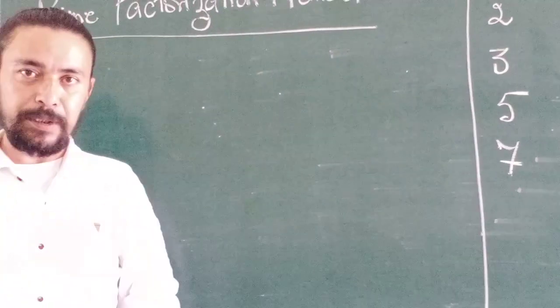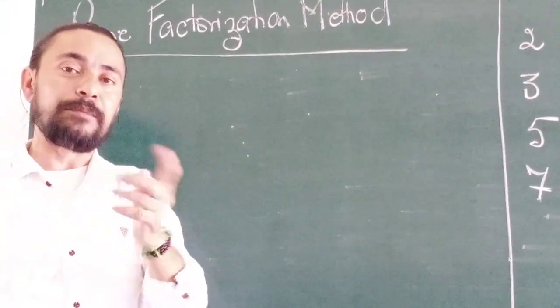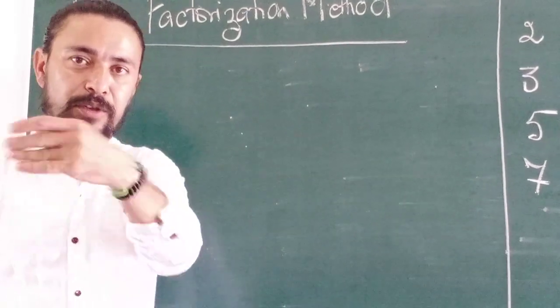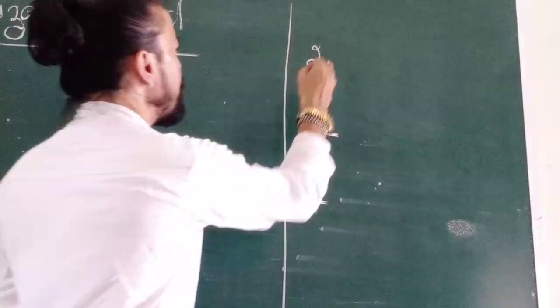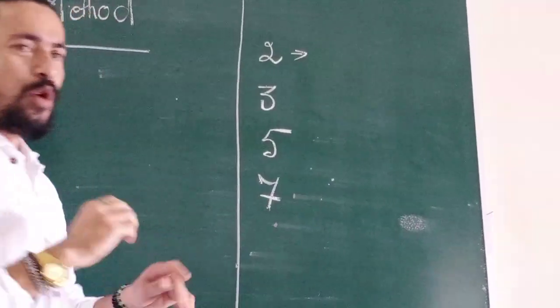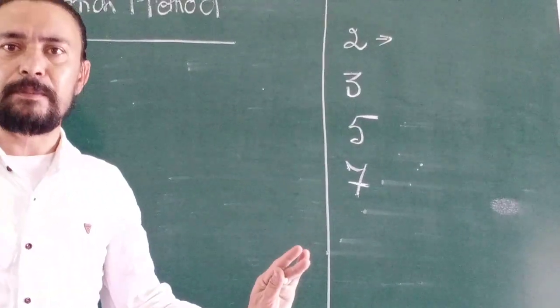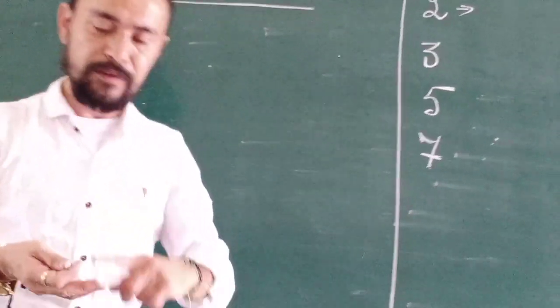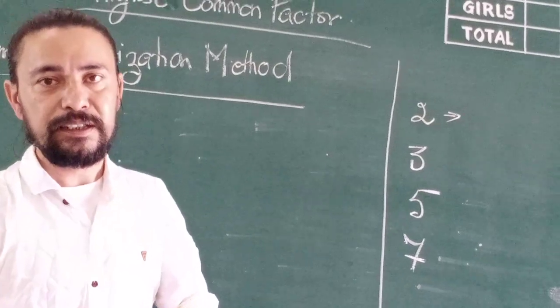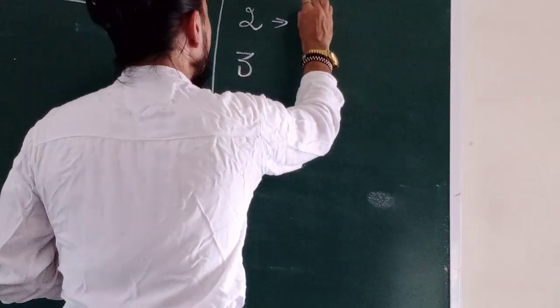1 is not a prime number. 1 is a unique number. It's neither composite nor prime. Now I have to ask myself, what numbers are divisible by 2? All even numbers are divisible by 2. That means it should be ending with 0, 2, 4, 6 and 8. So all even numbers.